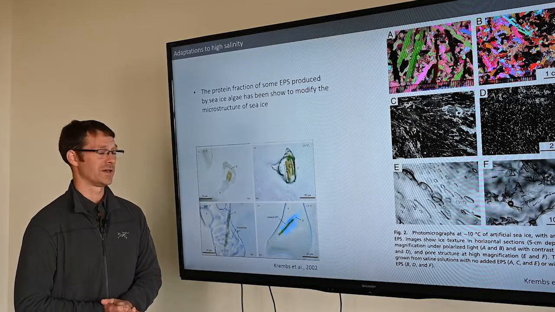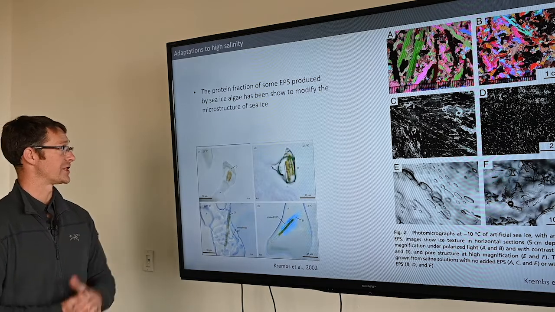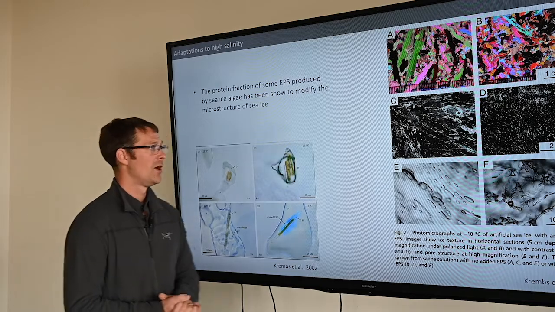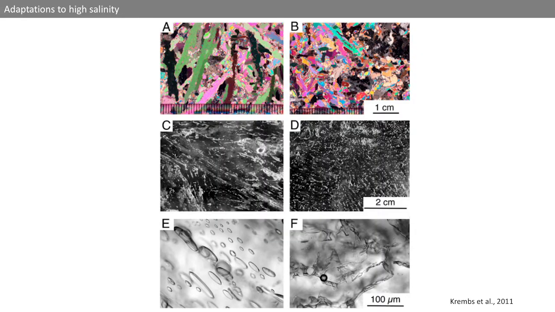Interestingly, the protein fraction of some EPS produced by ice algae has been shown to actually modify the microstructure of the ice itself. What you're looking at in these two sets of micrographs are laboratory-grown sea ice that was produced in the absence of EPS and then in the presence of EPS. We can see that the microstructure of these two laboratory-grown ices is very distinct. Note here in particular the very regular shape of the pore spaces and the highly irregular fractal shape of the pore spaces when the laboratory ice has been doped with EPS.